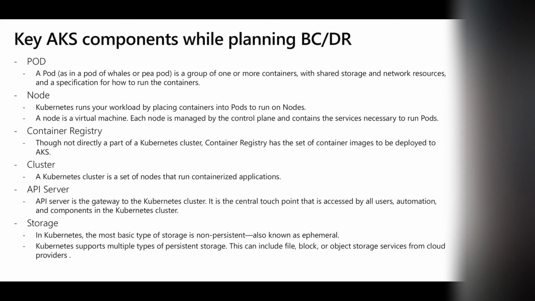Then you have the cluster. A cluster is a set of nodes where your application is running. So you have nodes, you have pods, and you have the cluster. The cluster is nothing but a collection of nodes, and it can have multiple sets of nodes called node pools. The API server is the management plane. This is where you send your commands to make changes to your cluster, like applying applications and things like that. And finally, storage.